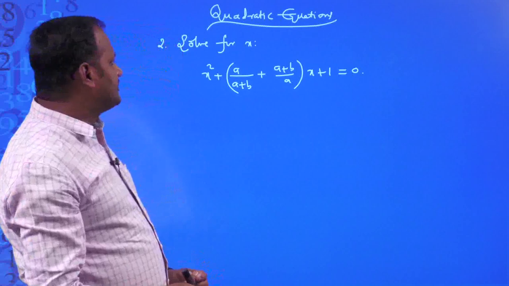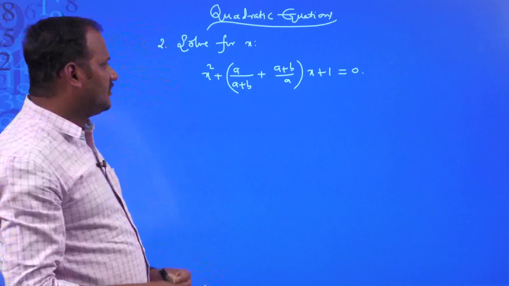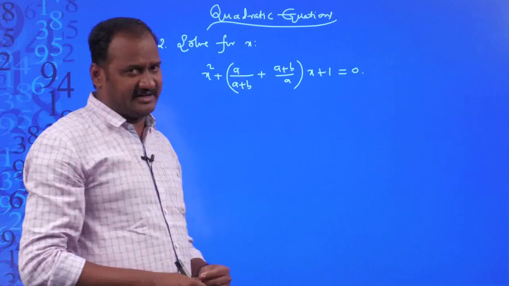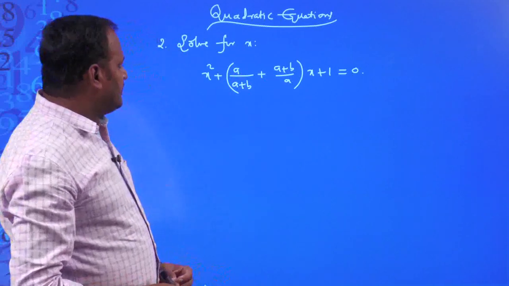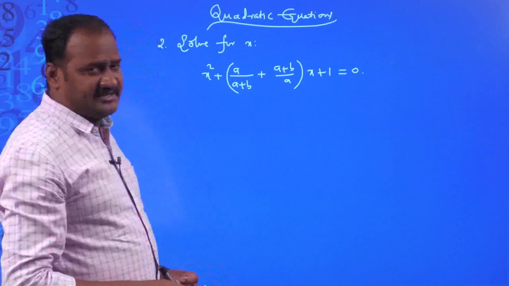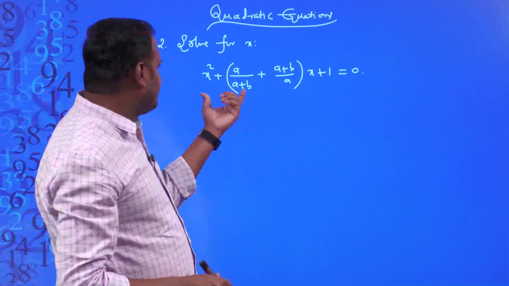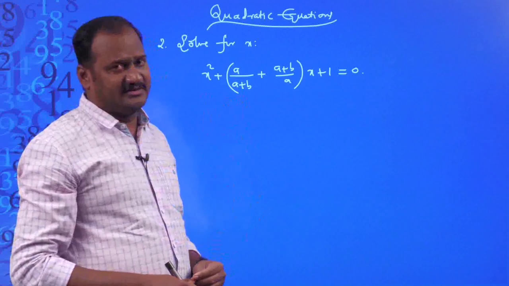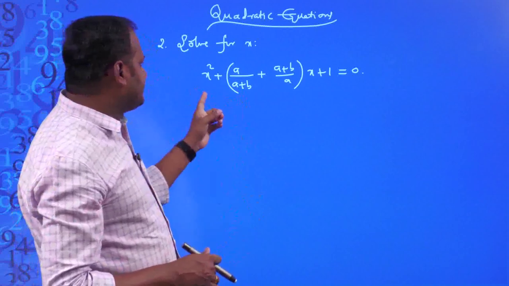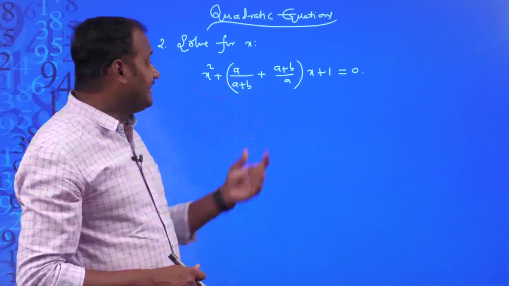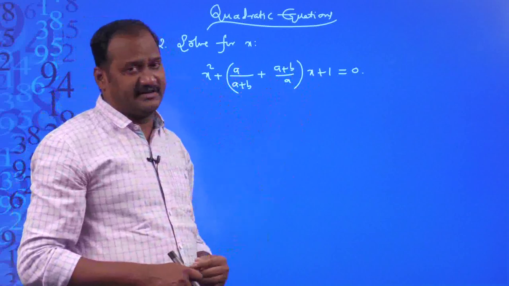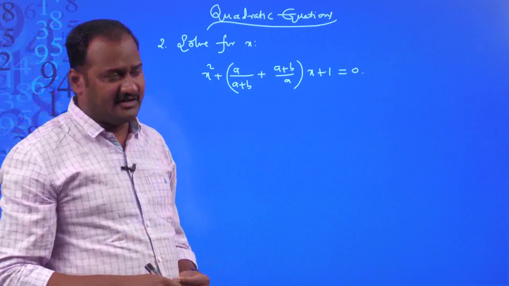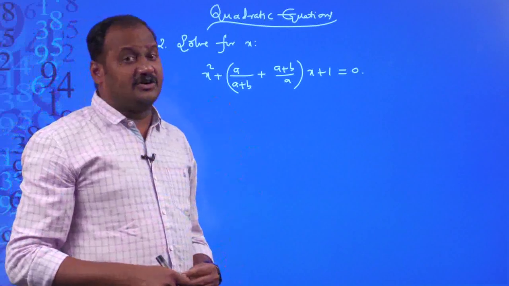But if I want to solve this quadratic equation, what should I do? Because a divided by a plus b here, and this is a plus b divided by a. So if I want to take something common, it is not possible, because from the first two terms, x square and a by a plus b into x, only x can be common. If I take x common, then x times x plus a by a plus b, but the other two terms are a plus b by a plus 1. So from a plus b by a into x plus 1, I cannot take anything common other than 1. So there are no common factors.